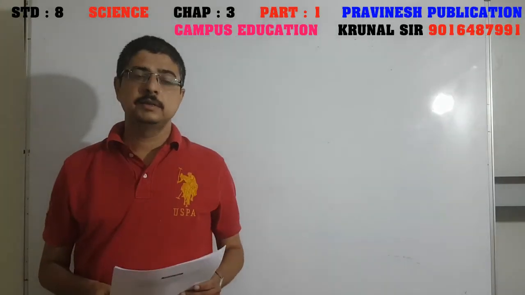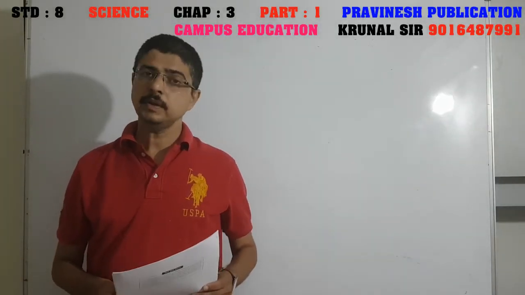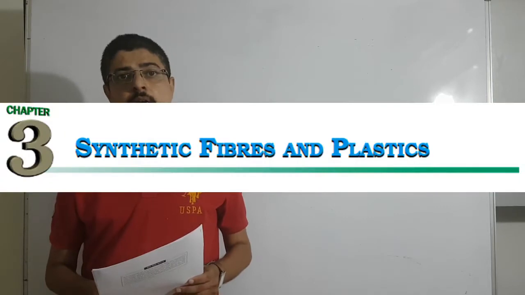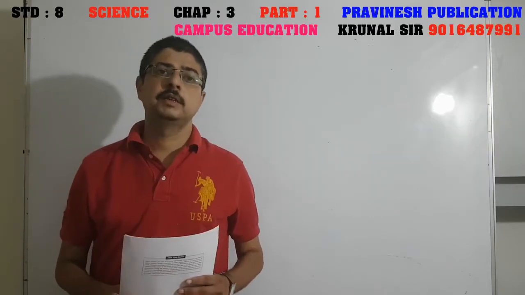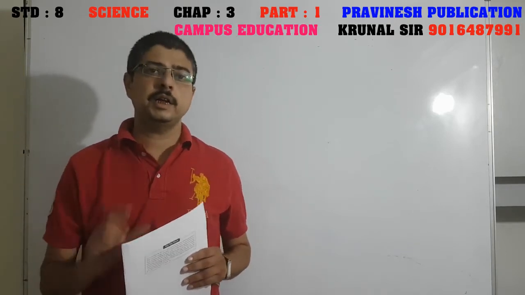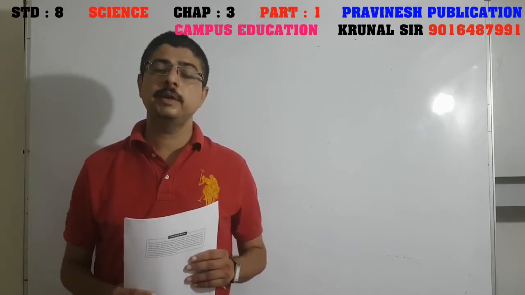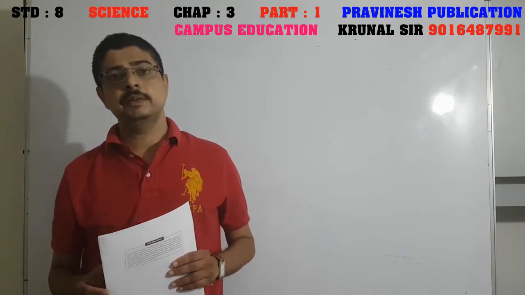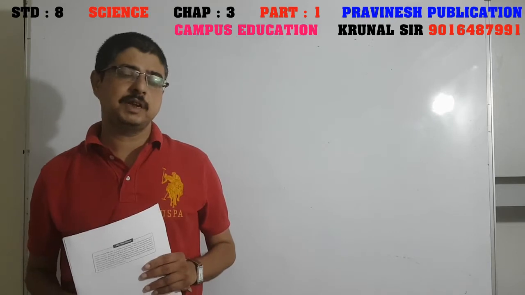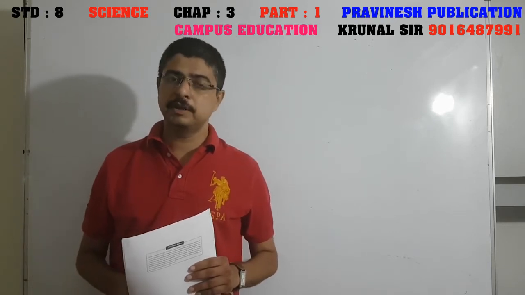Today I will explain Standard 8, Science chapter number 3, Synthetic Fibers and Plastics. Friends, first of all we need to understand the meaning of this chapter. Synthetic means artificial, that is man-made. Fibers we already understood from the previous standard. We obtain the fibers from the environment.